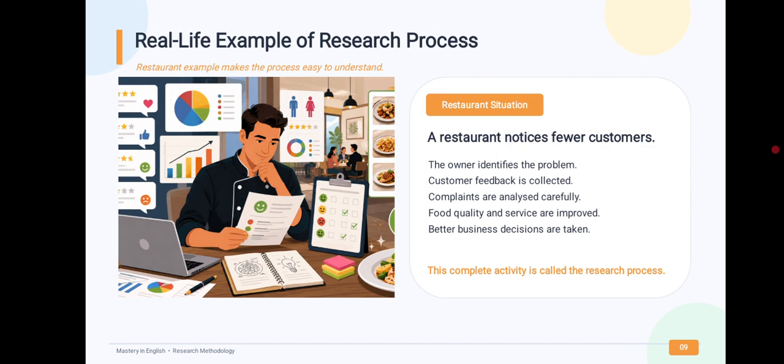identifies the problem, asks customer for feedback, and studies the complaints. In addition to that, also analyzes food quality and service. Moreover, also improves the menu and customer service. And finally, takes better business decision. So this complete activity is called the research process. So students, research process helps the businesses to solve problems scientifically and systematically.